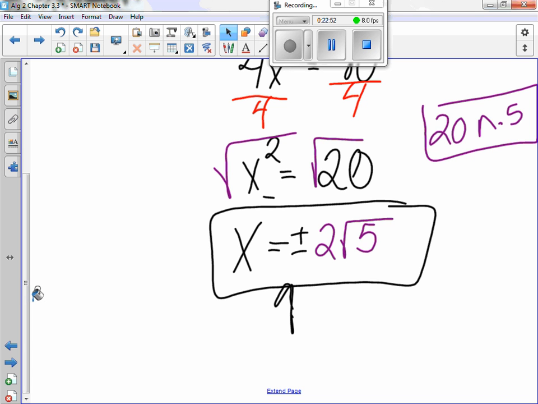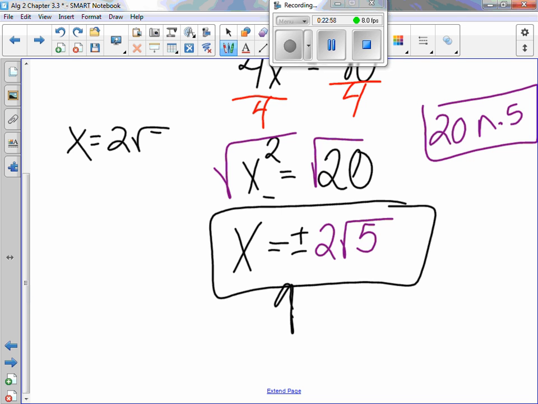Just 2 answers. Because really what this is saying is that x is 2 square root of 5, and x is also negative 2 square root of 5. It's saying it's both of these answers.